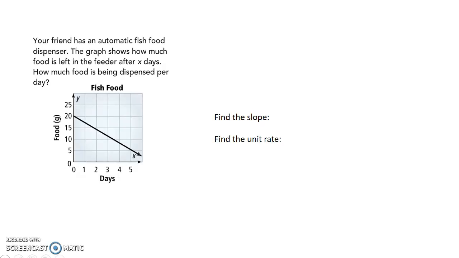This one says your friend has an automatic fish food dispenser. The graph shows how much food is left in the feeder after X days. How much food is being dispensed per day? And so if we're saying per day, that is our unit rate. So we're going to start off by finding the slope.